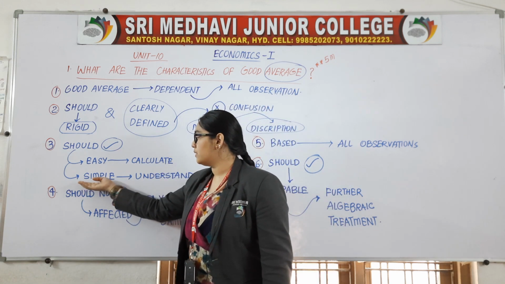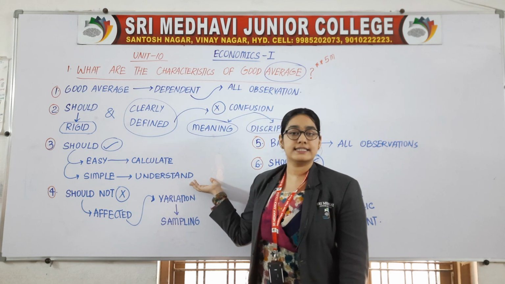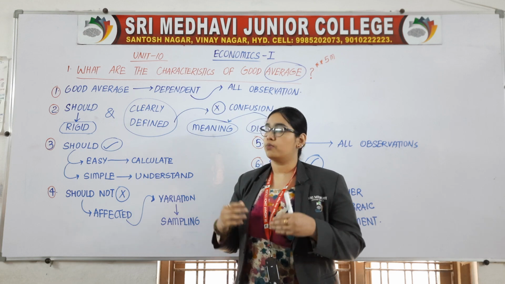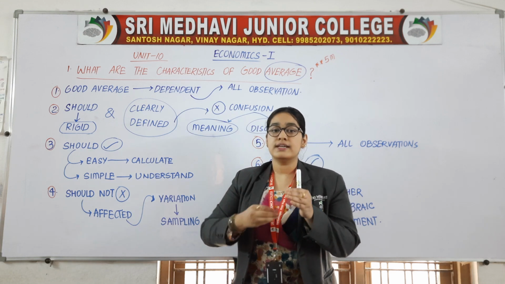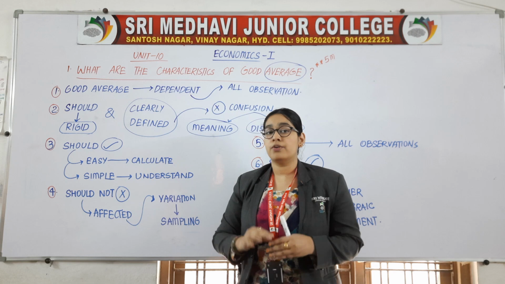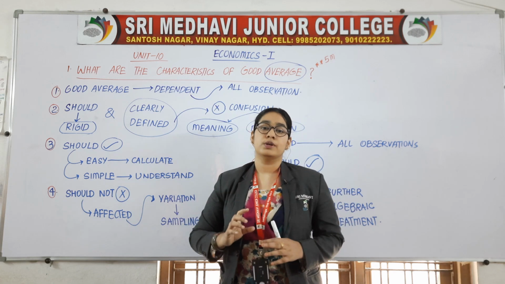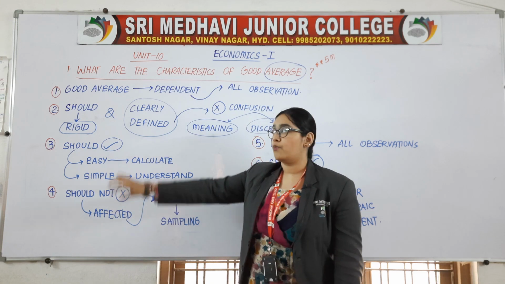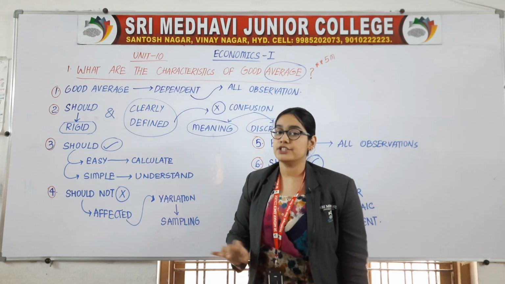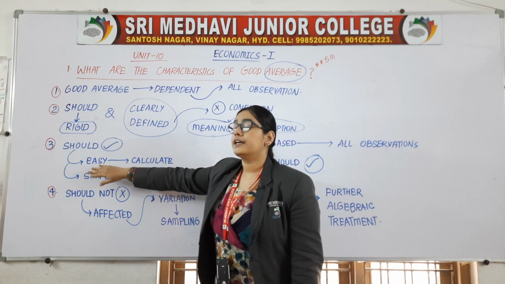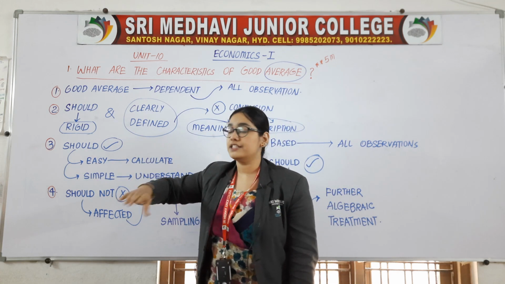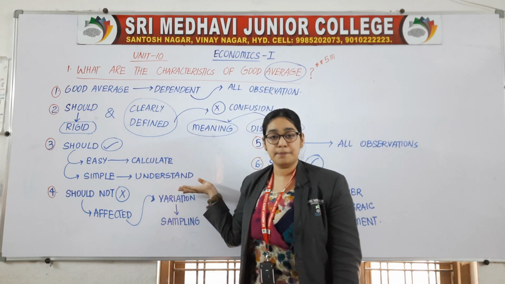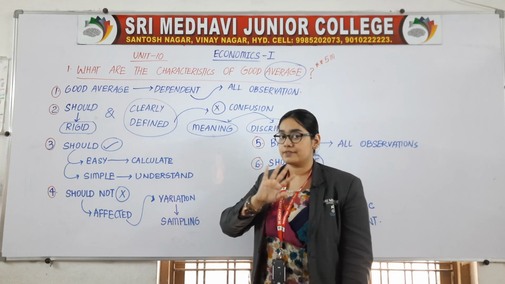Second, it should be very simple to understand. Like what I am saying to you is very simple. If I want, I can also confuse you. But should I do like that? No, I should not confuse you. So, while calculating the average, you should have an average which is very easy to calculate and very simple to understand. Done?